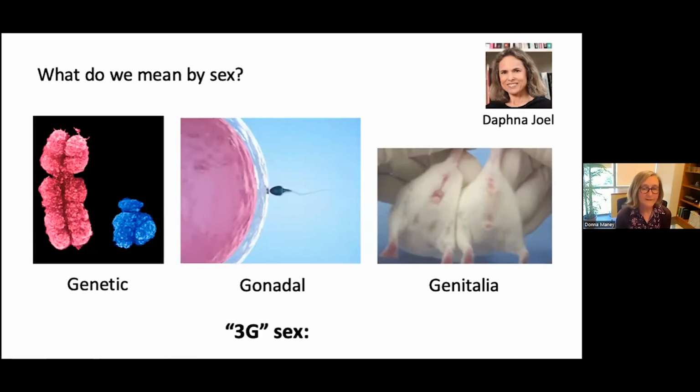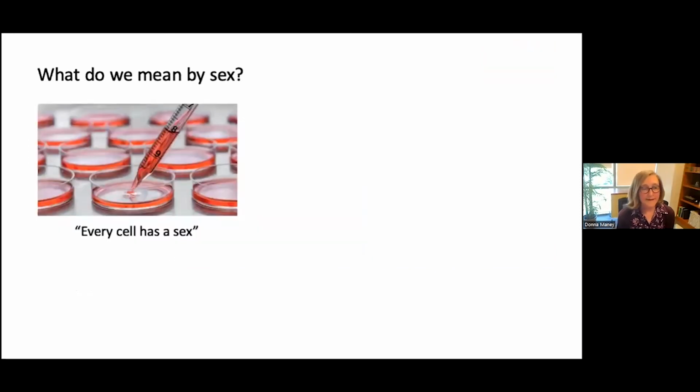And for many individuals, these three things align, which makes things pretty easy. But sometimes they don't align. And so sex becomes harder to operationalize. Which one do we pick? And then it gets even more complicated if we're studying things like disembodied cells in culture, right?